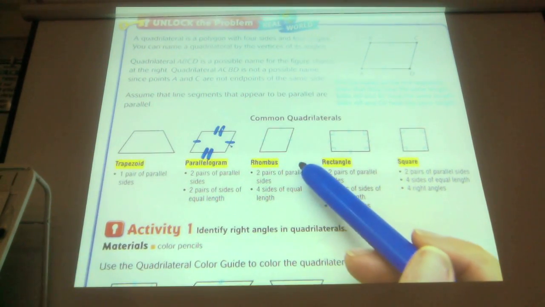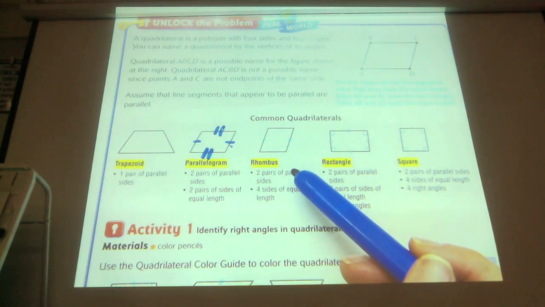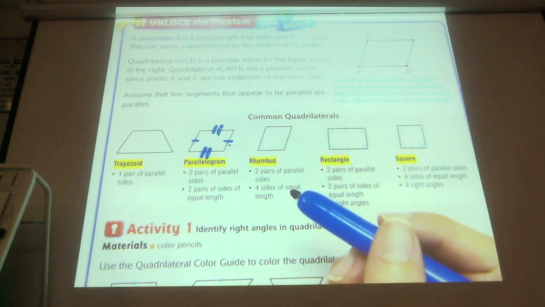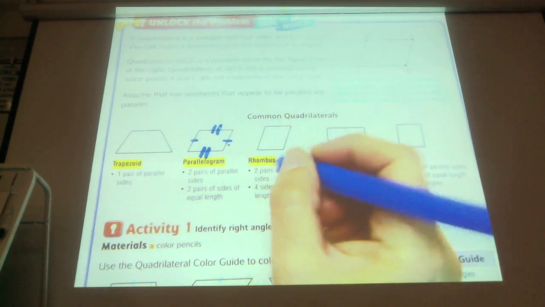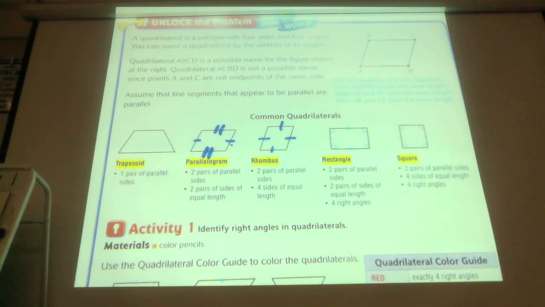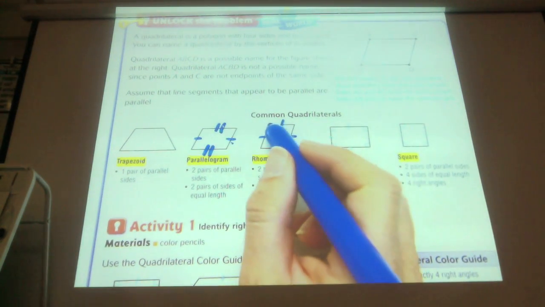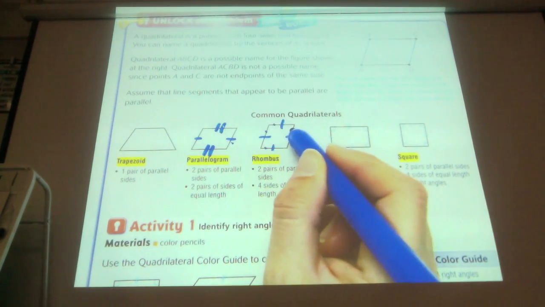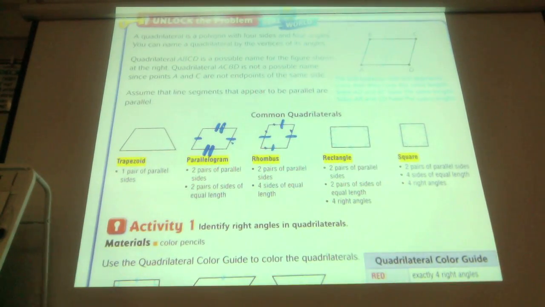A rhombus has two pairs of parallel sides and four sides of equal length. I always call it a sideways square. Doesn't it kind of look like a square that someone tipped over? So if you look at this, there's one line on each of those sides. What does that mean, Sophia? That they are all the same length. They're all the same length. Okay? So we now have this side parallel to this side, and this side parallel to this side, and all four sides have equal length. So we can call it a rhombus.